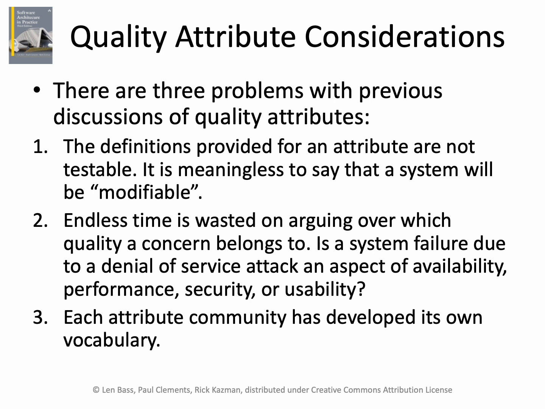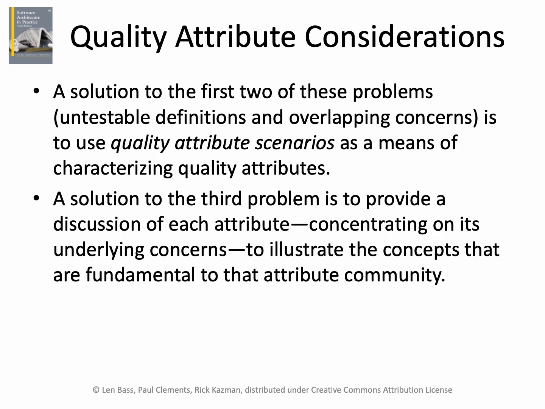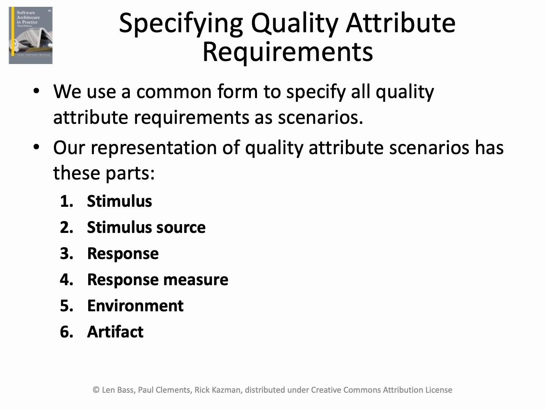Each attribute community has developed its own vocabulary. A solution to the first two of these problems, untestable definitions and overlapping concerns, is to use quality attribute scenarios as a means of characterizing quality attributes. A solution to the third problem is to provide a discussion of each attribute, concentrating on its underlying concerns to illustrate the concepts that are fundamental to the attribute's community.